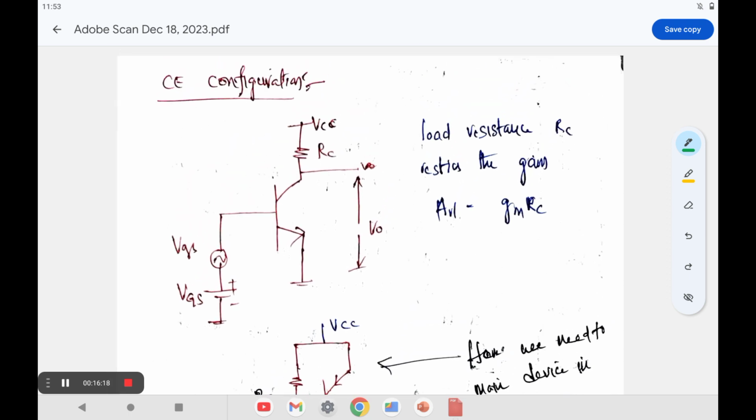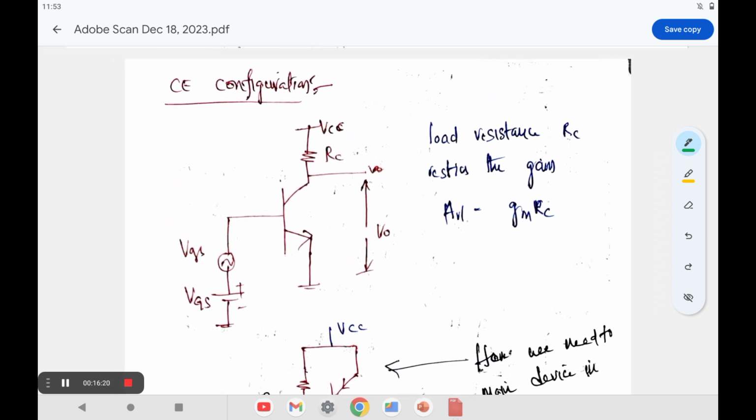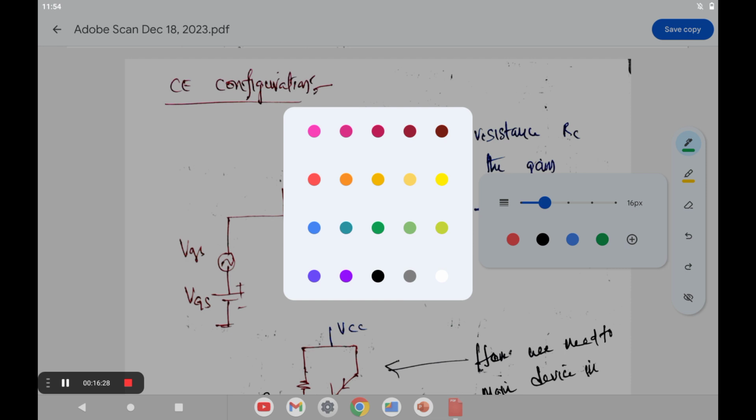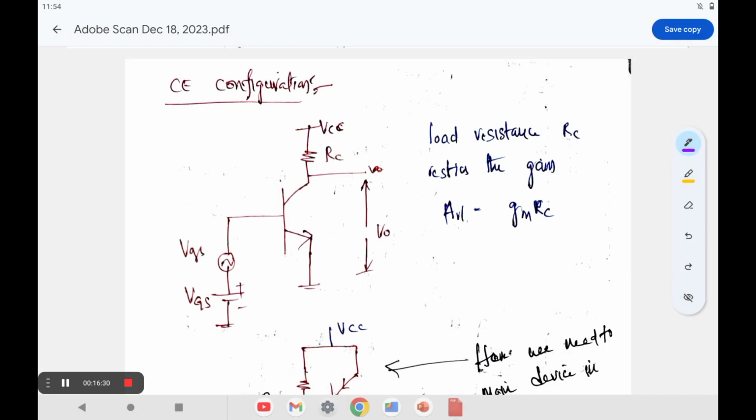So let us see here. There are some configurations we will talk about in the case of the bipolar transistor, which is also called the BJT. So from the BJT point of view, we will look at it. This is a CE configuration. In CE configuration, this is generally called the base terminal, emitter, and the collector.